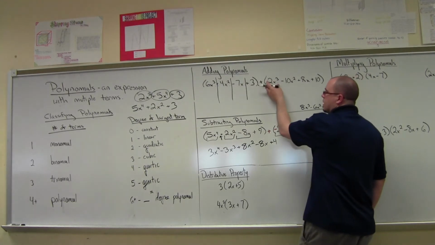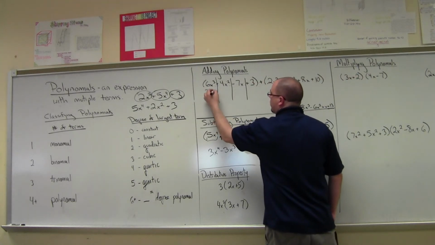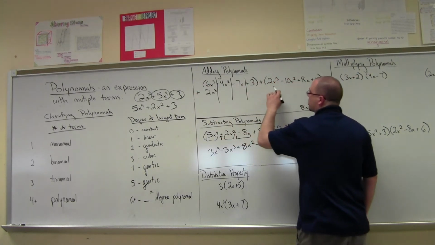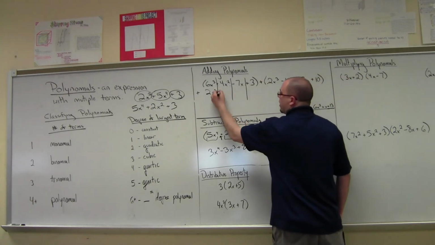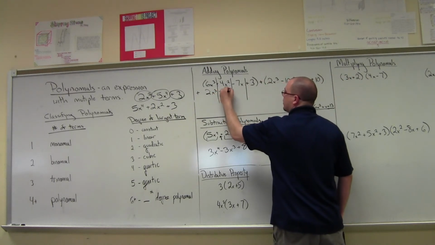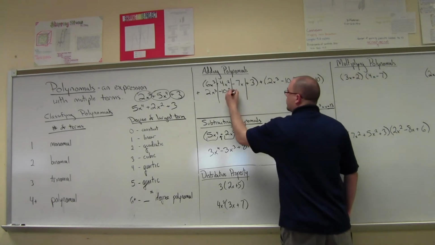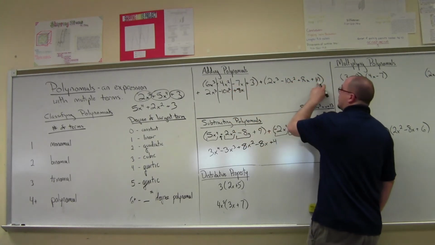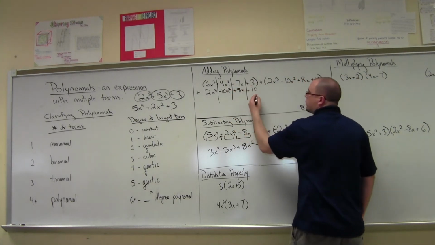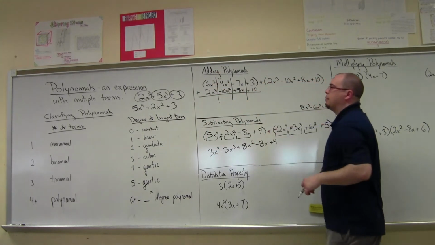So let's take a look. We have a 2x to the third. We'll put that right underneath. We know we're adding these expressions. Negative 10x squared, we're going to write that down here. 8x and 10. So all I'm going to do is just add them vertically.